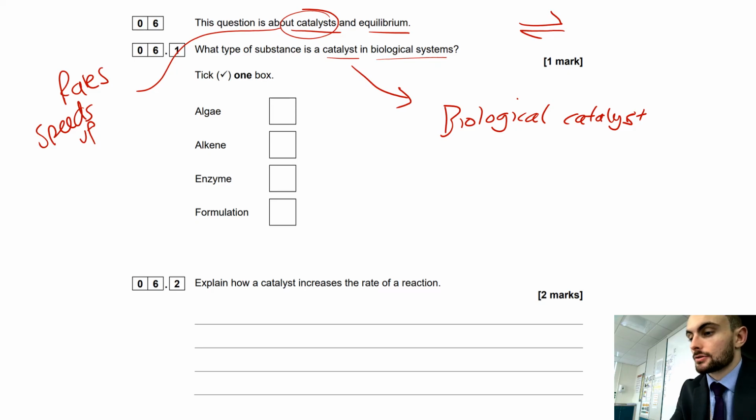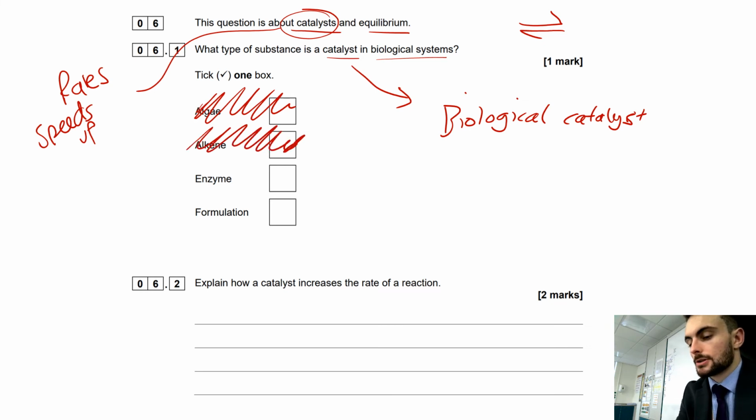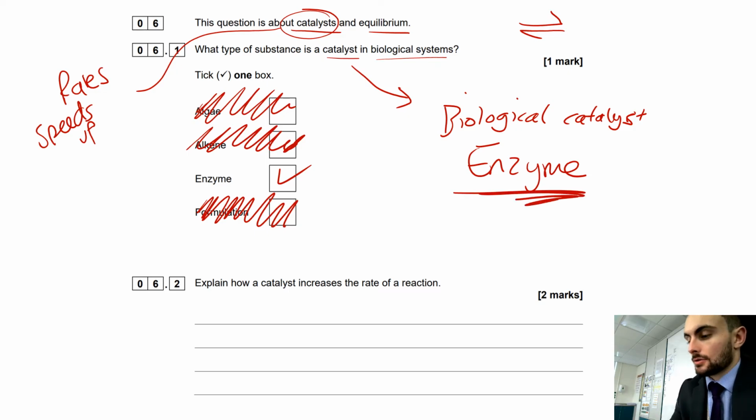Hopefully you can just know this one off the top of your head, but is it algae? There's nothing to do with catalysts on that one. Alkene is not biological because that's just a chemical. Formulation is when we've got a specific recipe of something, so it's got to be enzyme, which, if you remember this phrase, biological catalyst, is what we call an enzyme. So a catalyst in living things.